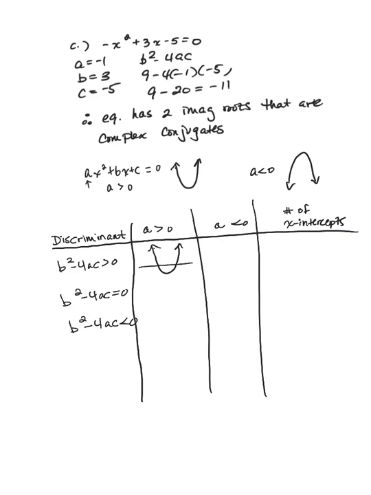In the second example, it's just going to hit the x-axis once, because you really have a double root. And then in the last example, you're not going to hit the x-axis at all, so it's going to be floating above it.